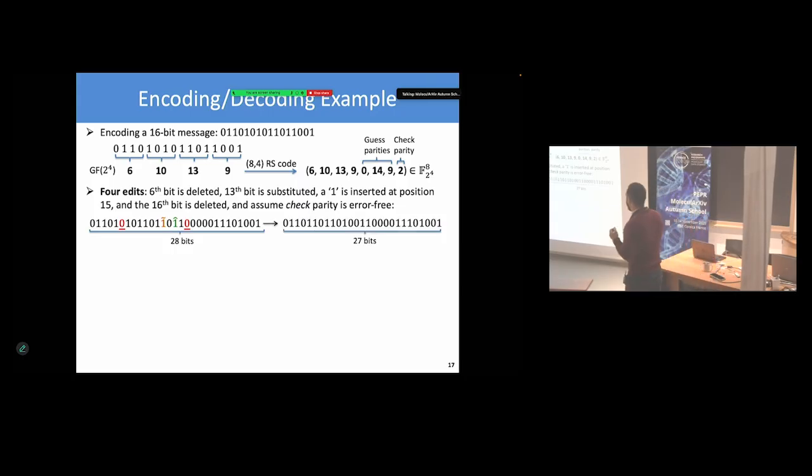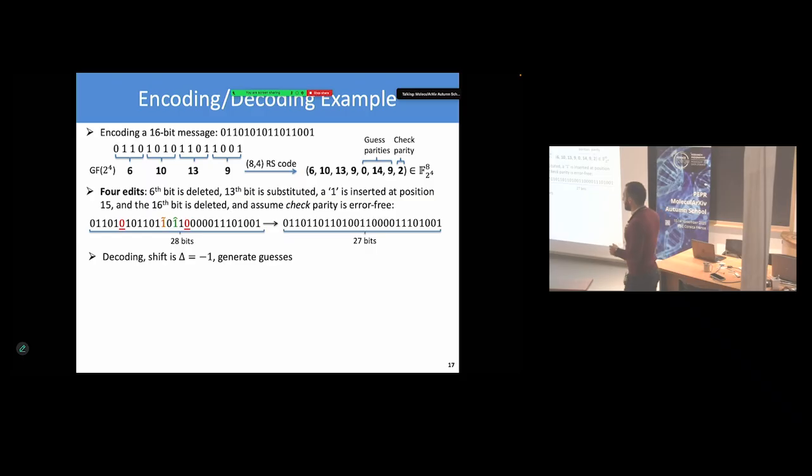So on the other end, I will get 27 bits. Why 27? Because I had, I guess, 2 deletions and 1 insertion. So the net effect is -1 here. So delta, which is the difference between the length of the encoded one and the received one, is -1 here, because I had more deletions than insertions. So how do we decode this now?